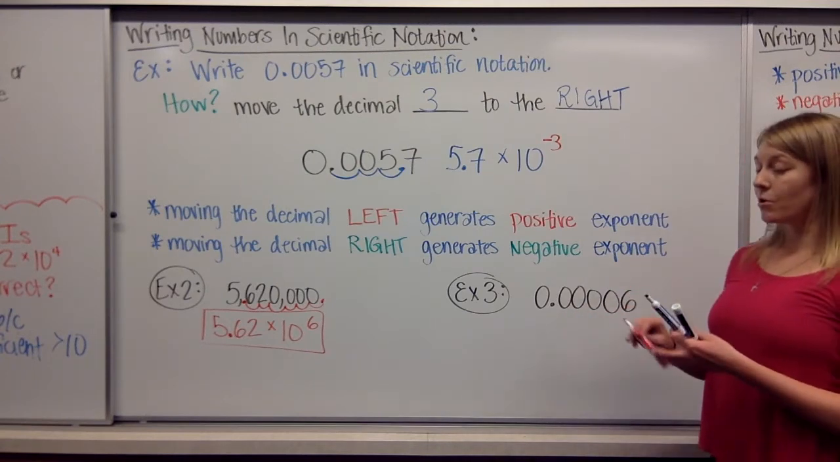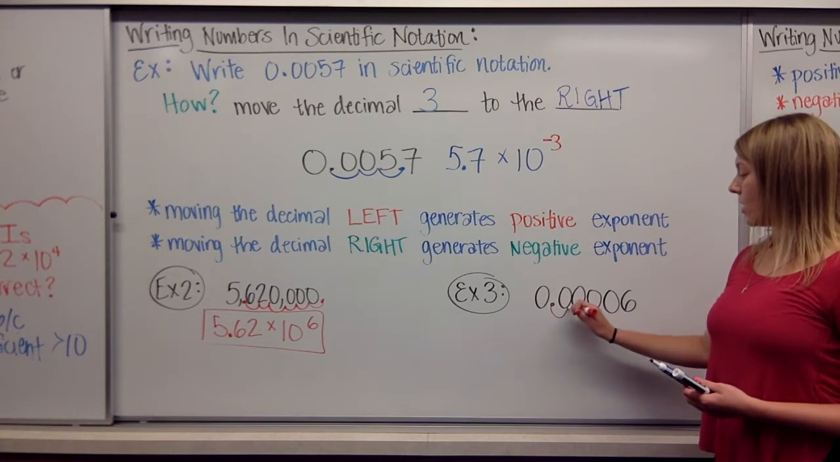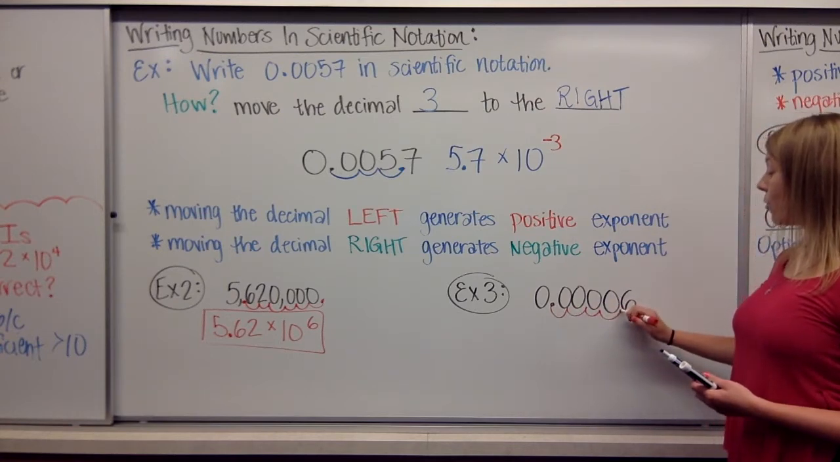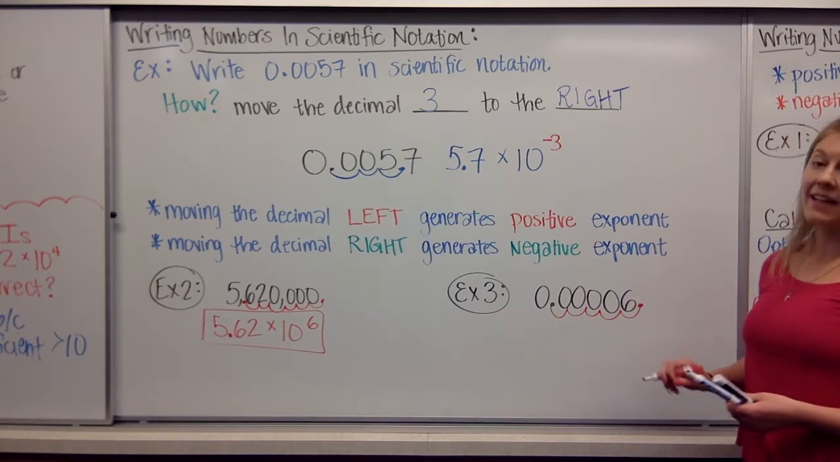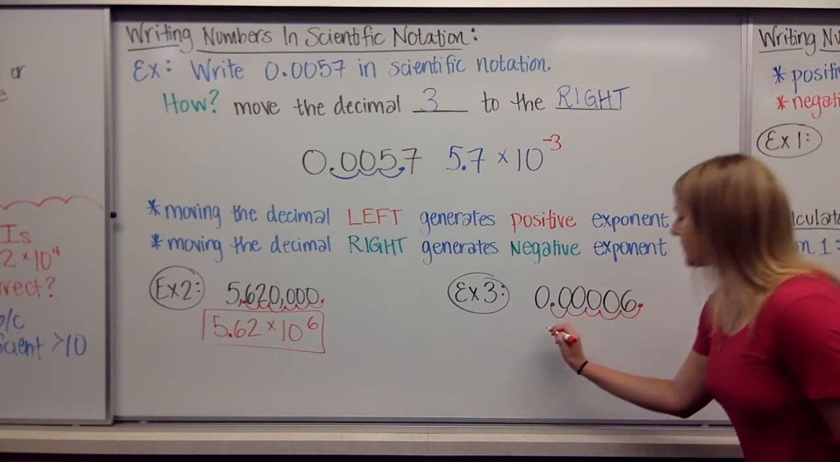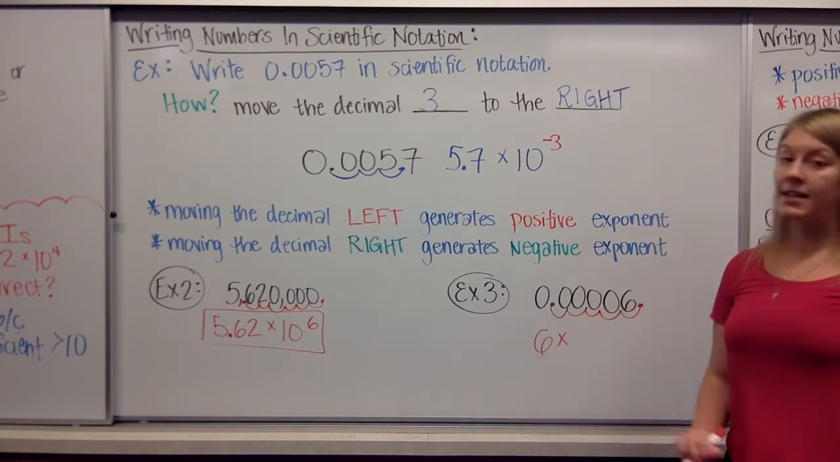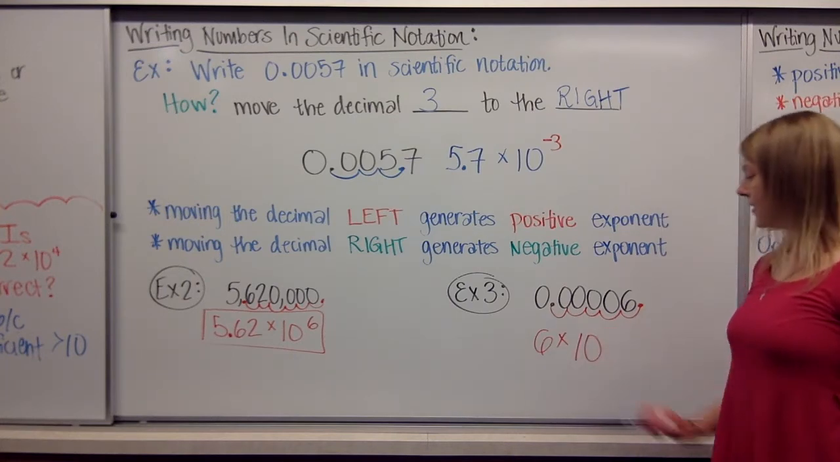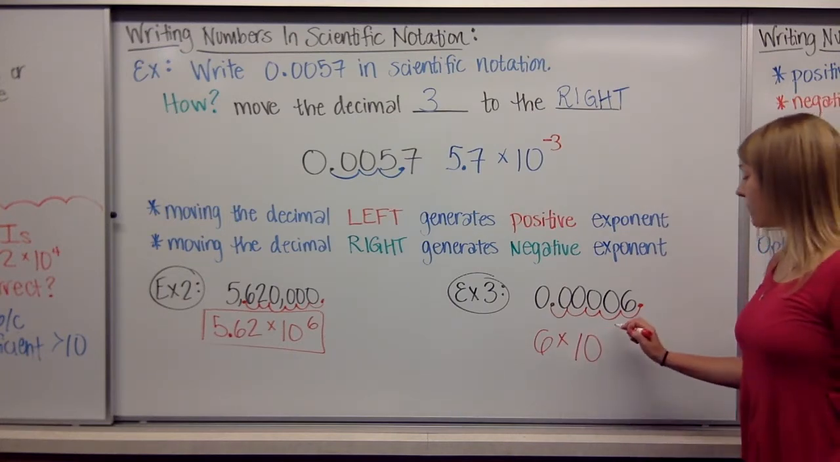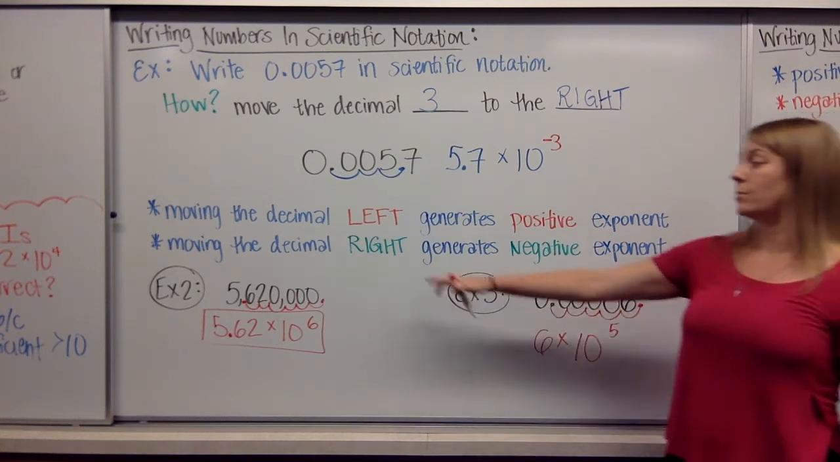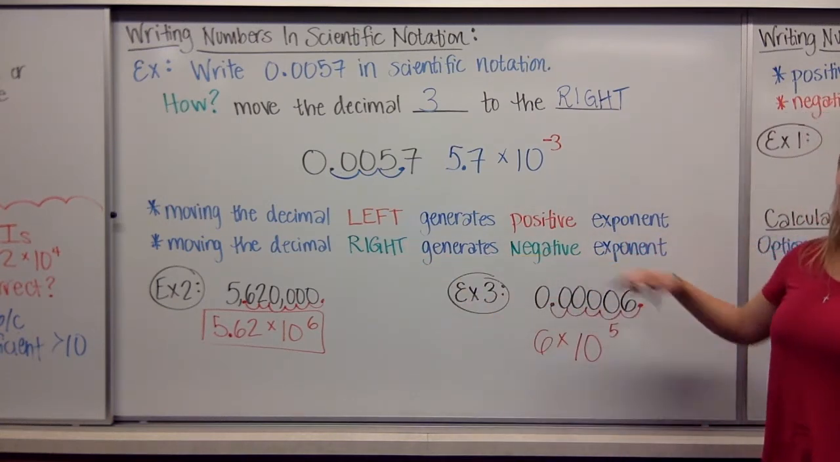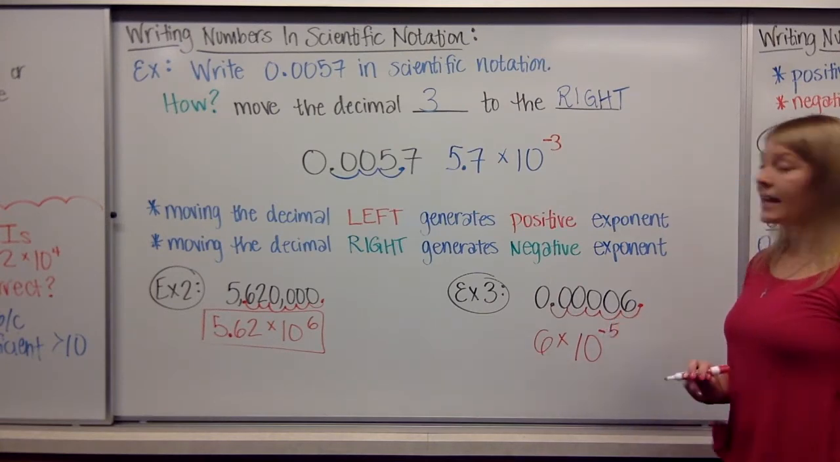I'm going to move my decimal here. 1, 2, 3, 4, 5 places. Okay, I have to move it 5 places, so that's after the 6. And I get 6 times my base of 10 to an exponent of 5. But I move that decimal to the right. Moving right generates a negative exponent. So this is negative 5.